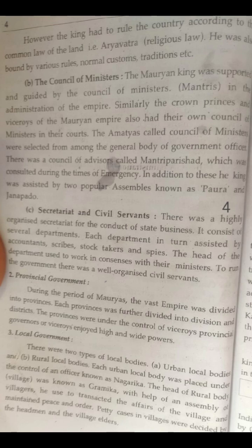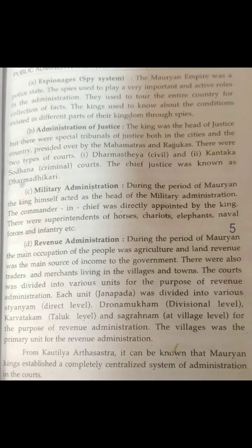With the help of an assembly of villagers, he used to transact the affairs of the village and maintained peace and order. Petty cases in villages were decided by the headmen and the village elders. Espionage, the spy system. The Maurya Empire was a police state. The spies used to play a very important and active role in the administration. They used to tour the entire country for collection of facts. The kings used to know about the conditions existing in different parts of their kingdom through spies.